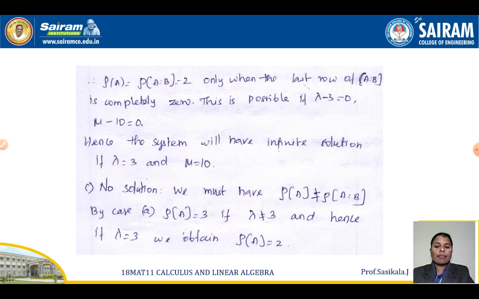Next, no solution. When will it be no solution? The rank of A will not be equal to rank of AB. Whenever the ranks are not equal, we can tell the system is inconsistent, or we don't have a solution. For that, either rank of A must be 3 or rank of AB will be 3, so any one will be 3 and the other one will be 2. We are going to discuss the first case. The rank of A is equal to 3 if lambda is not equal to 3. And if lambda is equal to 3, we get the rank of A equal to 2.